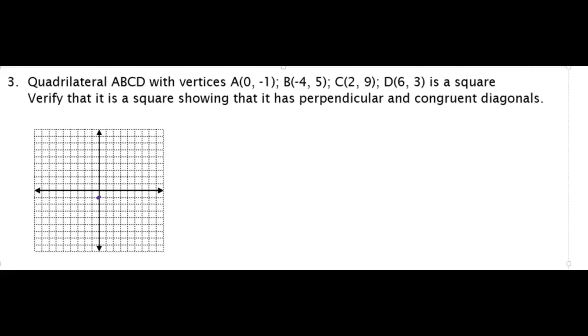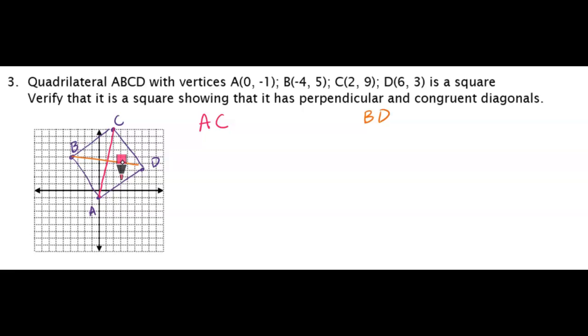So 0, -1, that's point A. -4, 5 is point B. 2, 9 is point C. And then finally 6, 3 is D. All right, so if I connect the dots here, that gives me my square. And now when I connect the diagonals, I'll be able to see exactly what I'm talking about. So the first diagonal I see here is AC, and then the other diagonal is BD.